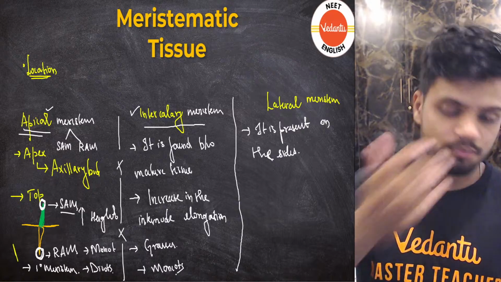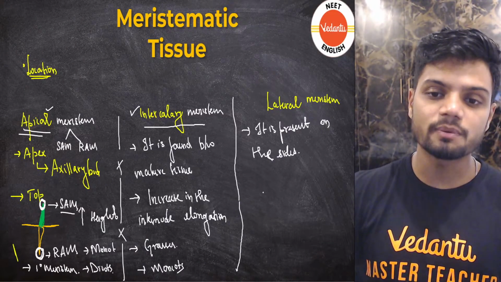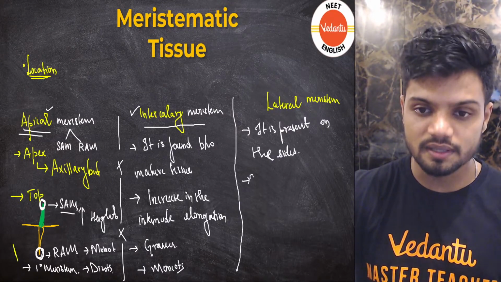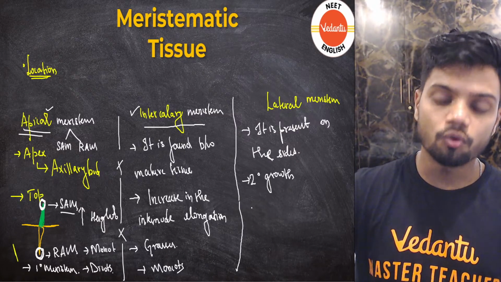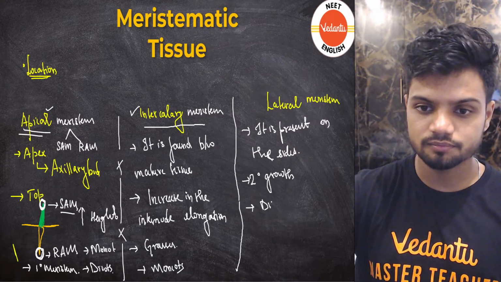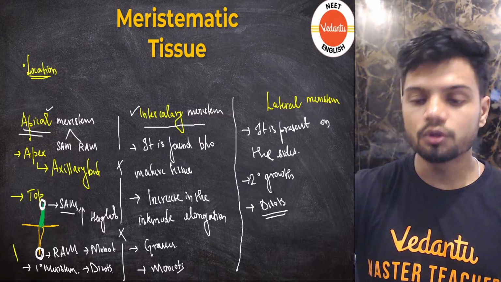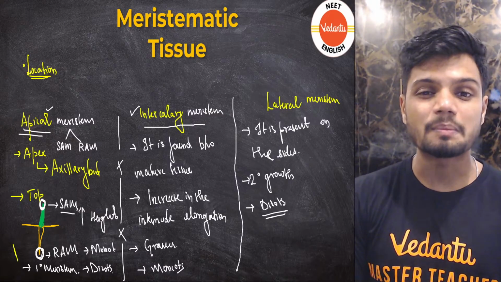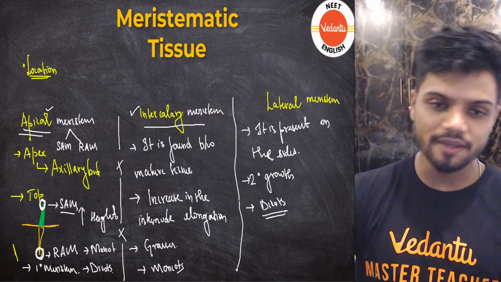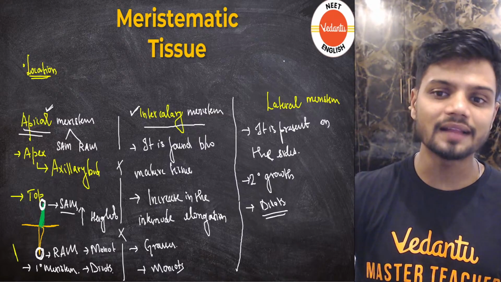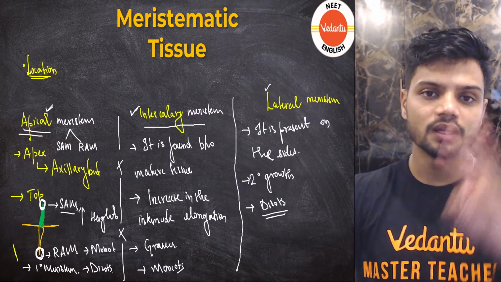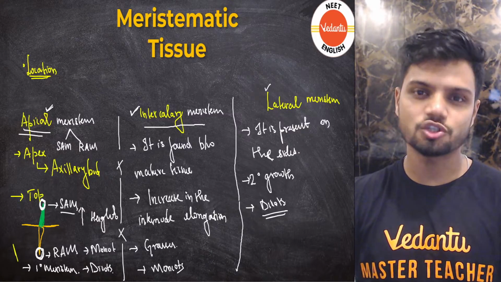Now, what does lateral meristem produce? Lateral meristem is responsible for the secondary growth. Only found in the case of dicots, that is lateral meristem. So based on location, we have apical, intercalary, and lateral meristem. Three different types of meristematic tissues.